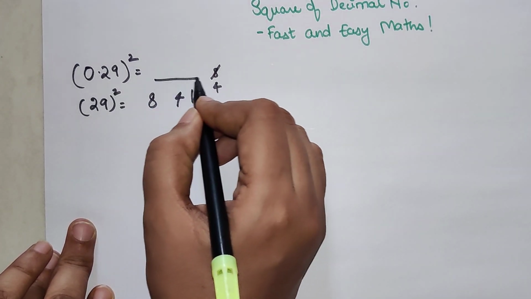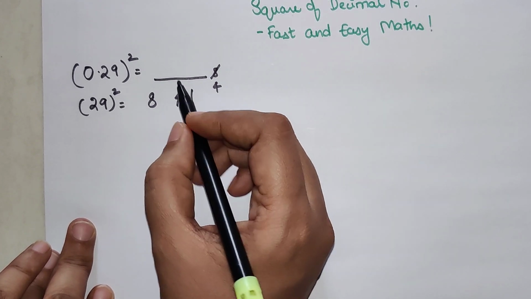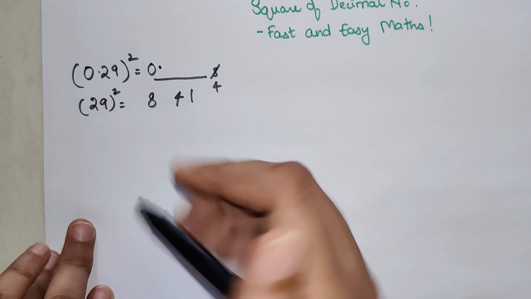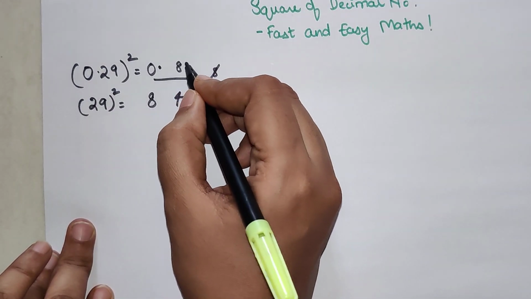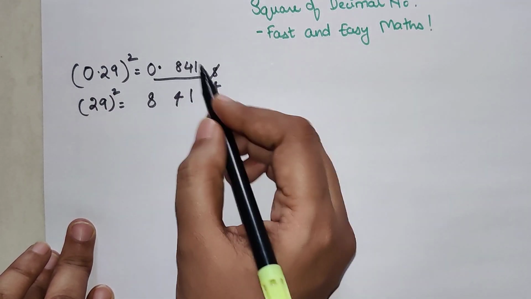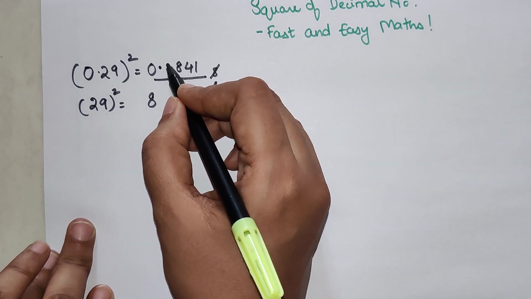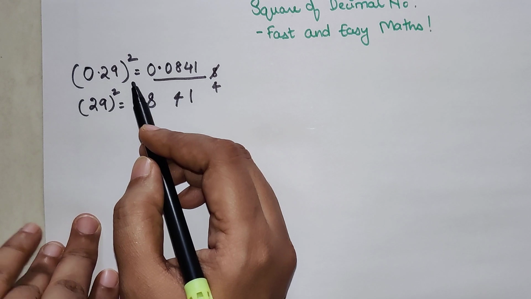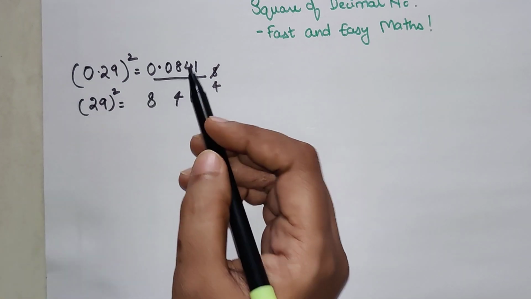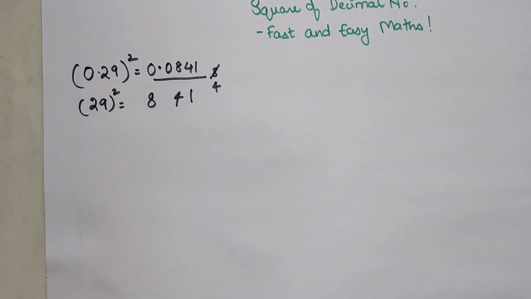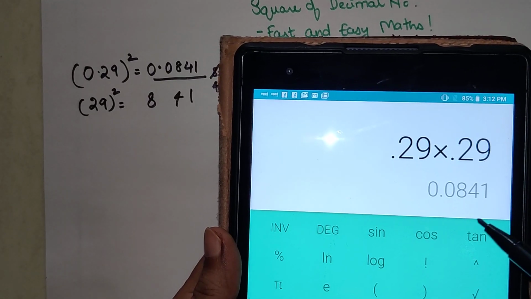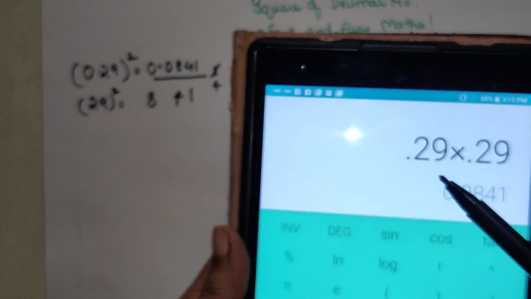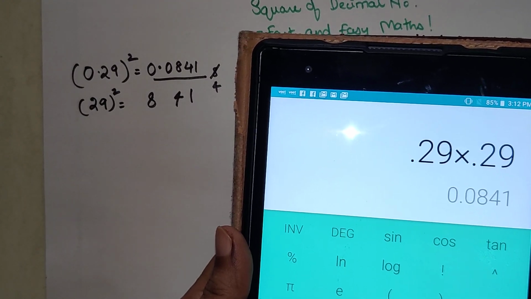Please understand, you need to have 4 digits after the decimal point. So your answer will have 841 for sure, but you need 4 digits, so you will put one more 0 over here. So the answer for the square of 0.29 is nothing but 0.0841. If you want, you can check it in your Galaxy. That is the answer which we got while inputting 0.29 into 0.29.